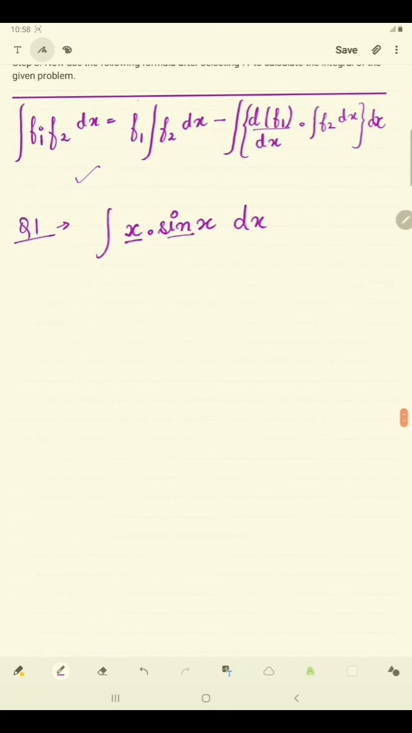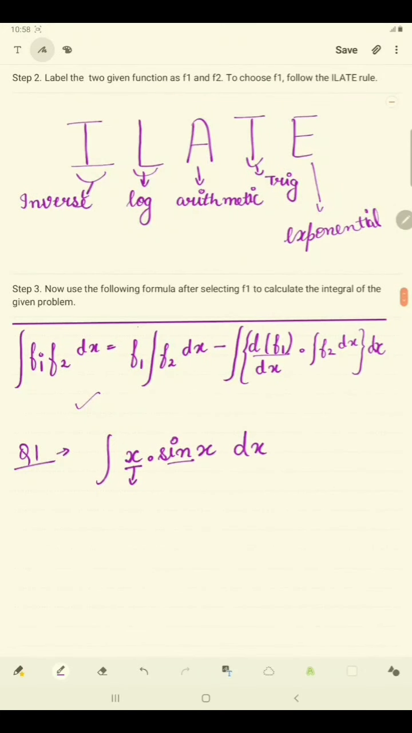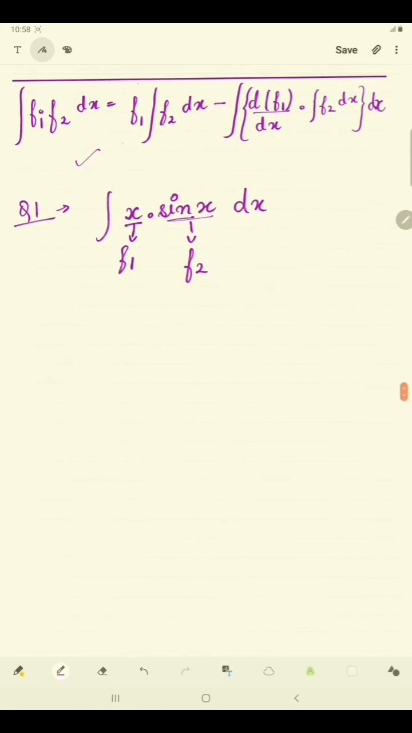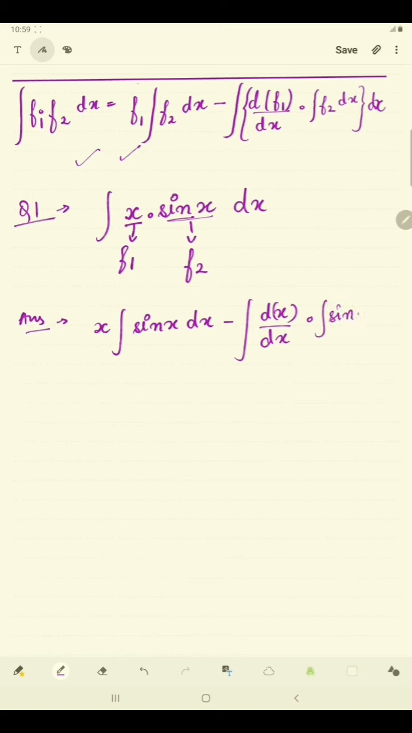Since both the functions are in multiplication, we know that x is an arithmetic function and sin x is a trigonometric function, and between A and T the preference is given to the arithmetic function. So x is taken as f1 and sin x is taken as f2. Now we know this formula, and we are going to apply it straight away. So we have f1 written as it is, times the integration of sin x with respect to x, minus the integration of the differentiation of x with respect to x dot the integration of sin x dx, then the whole integration.